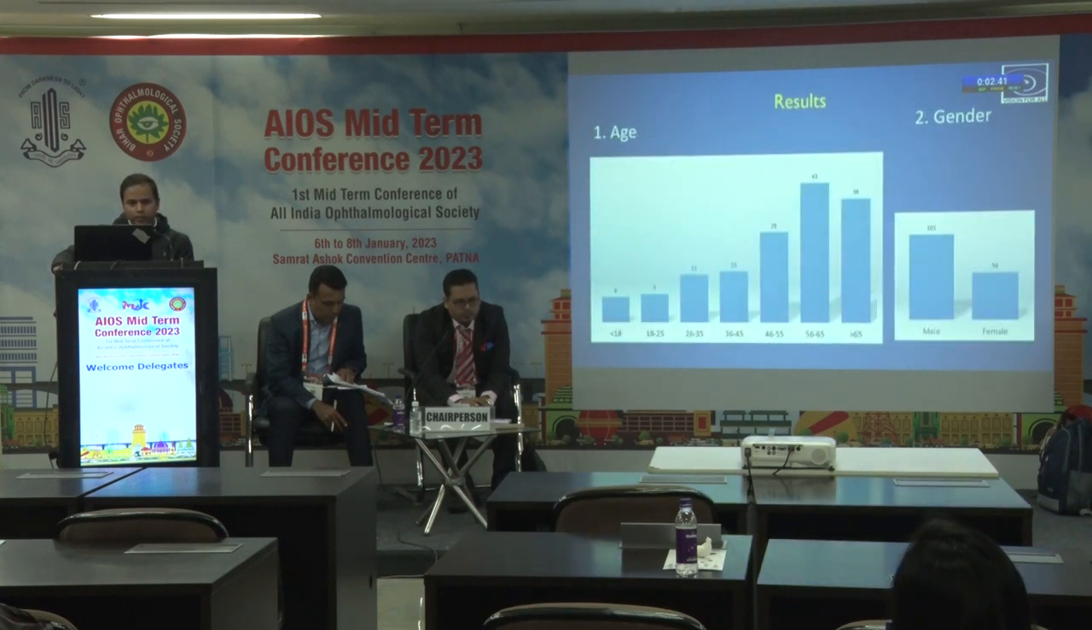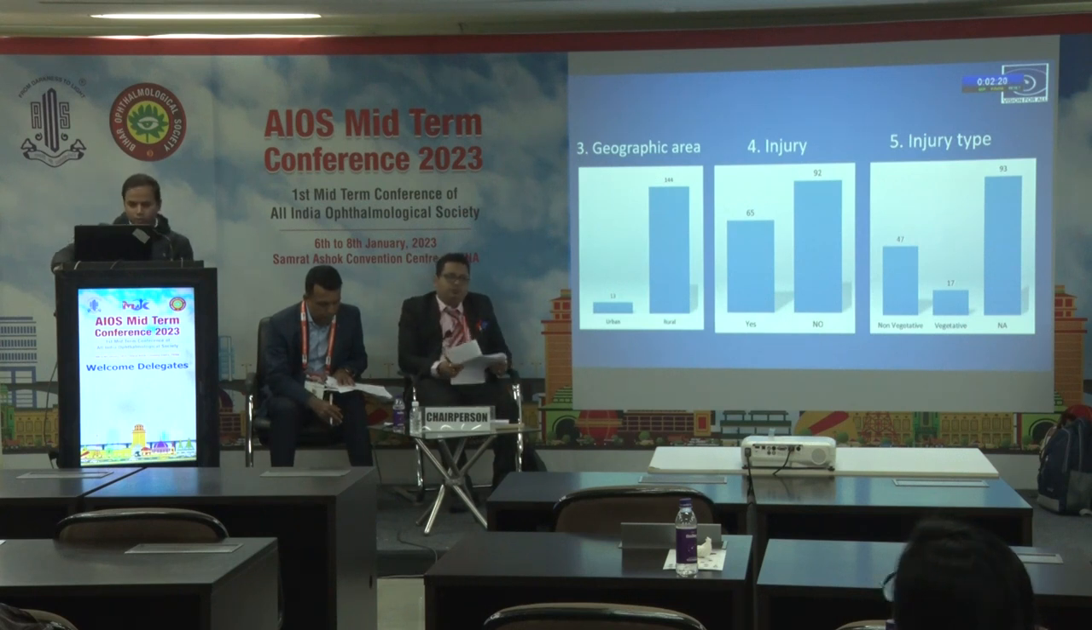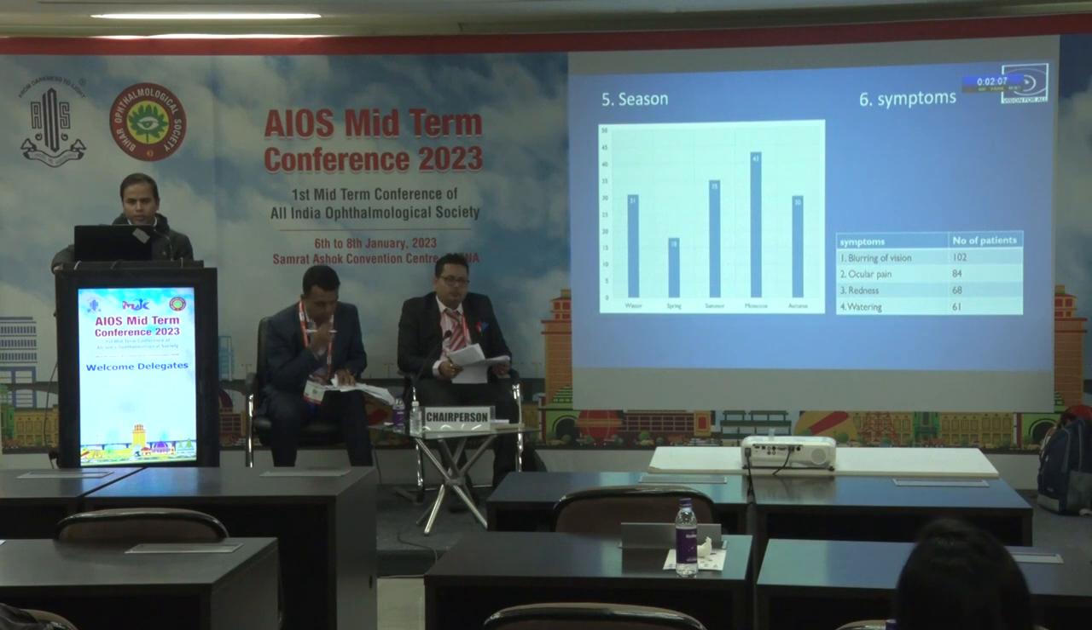This is the result. Age: most of the patients were more than 46 years of age, and male patients were more than female patients. Geographical area: 91% of the patients were from rural areas, and in 41% of the cases there was injury or trauma to the eye. Non-vegetative injury was in 47%. Seasonal variation: most of the patients presented in the monsoon.